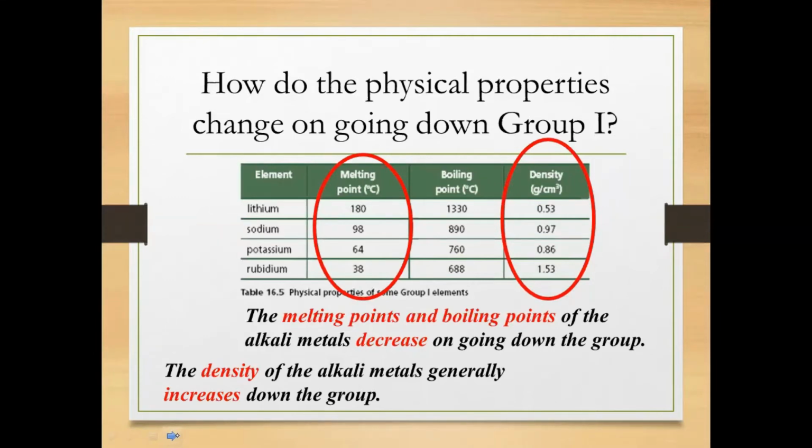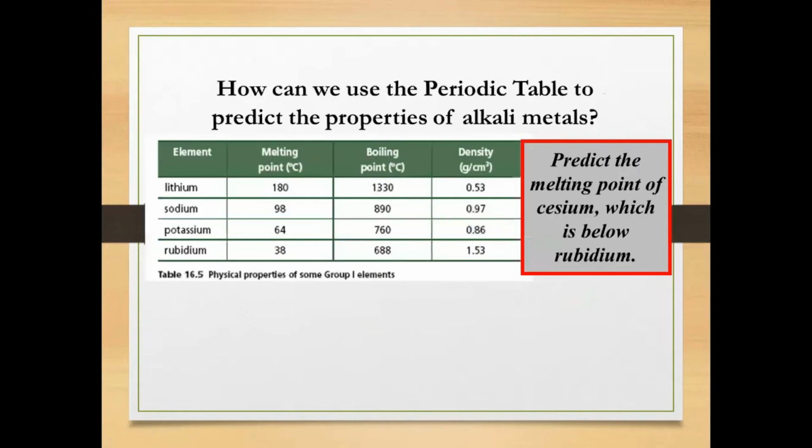And when we talk about densities, within a group, as we move down the group, the density increases. When we talk about melting point and boiling point, they decrease as we move down the group. But when we talk about densities, they increase down the group.